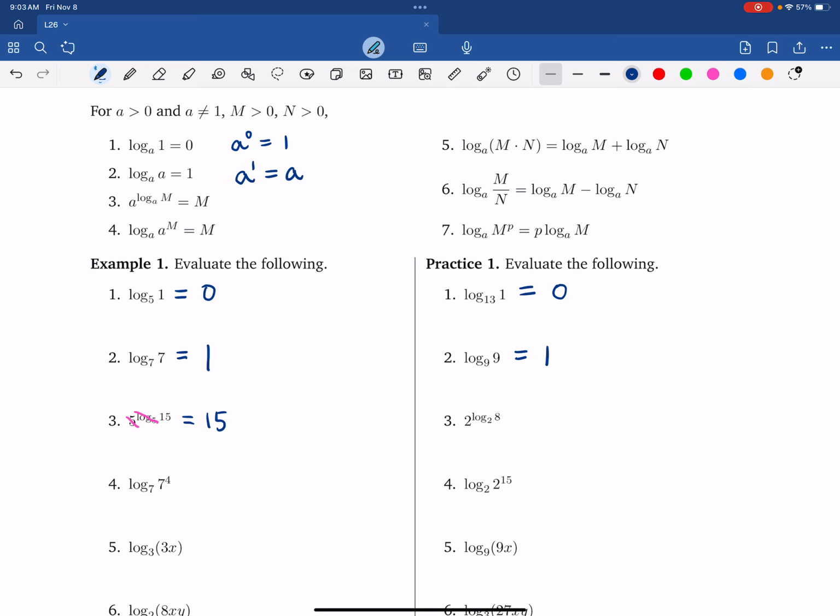Let's finish the practice side as well. So this is 2 to the log base 2 of 8. And again, the base 2, exponents of 2, and the log base 2, they are inverse operations. So you could just cross them out, and we have 8.